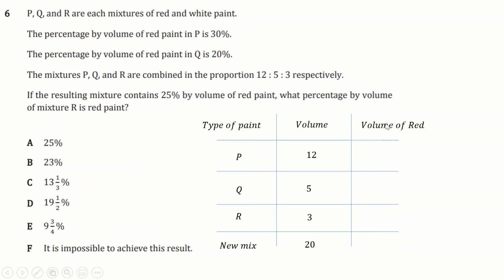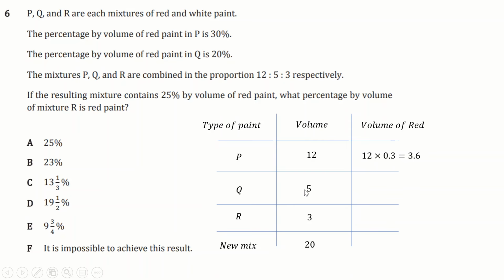And I can also extend that idea here. So how much red paint is in P? If I've got 12 litres of P, well, 30% of P is red. So all I have to do is work out 30% of 12, which means just doing 12 times 0.3, which is 3.6. You can also use fractions if you're more comfortable with fractions. It's up to you.